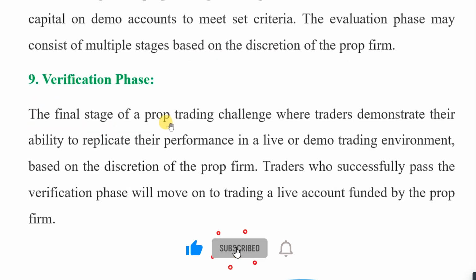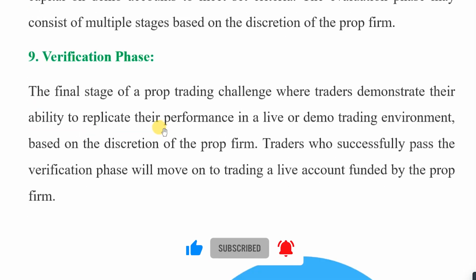Now we have what we call the verification phase. This is the final stage of a prop trading challenge where traders demonstrate their ability to replicate their performance in a live or demo trading environment. Based on the discretion of the prop firm, traders who successfully pass the verification phase will move on to trading a live account funded by the prop firm.